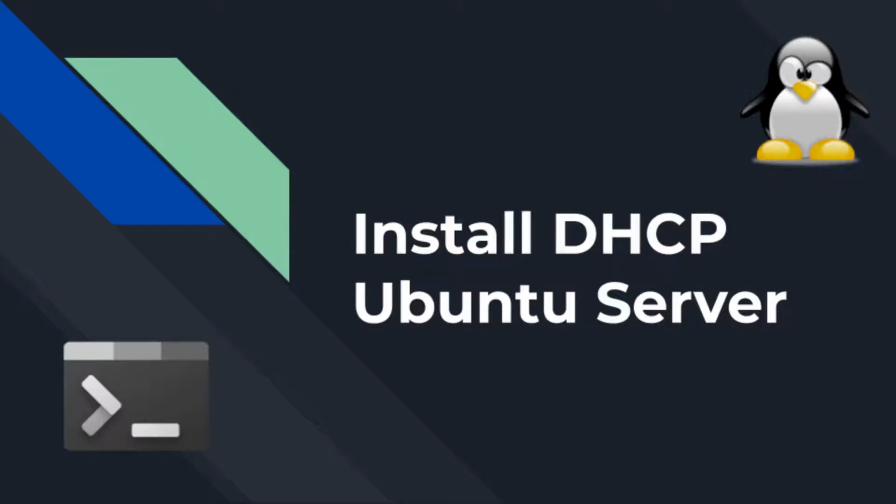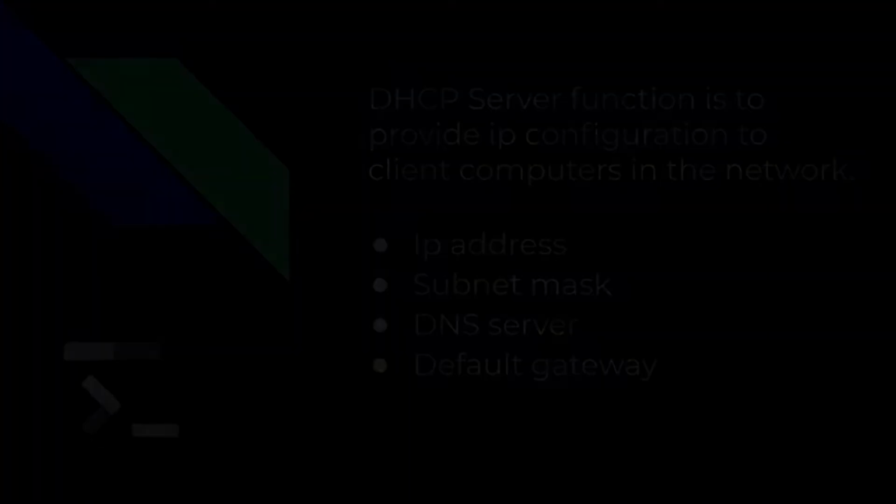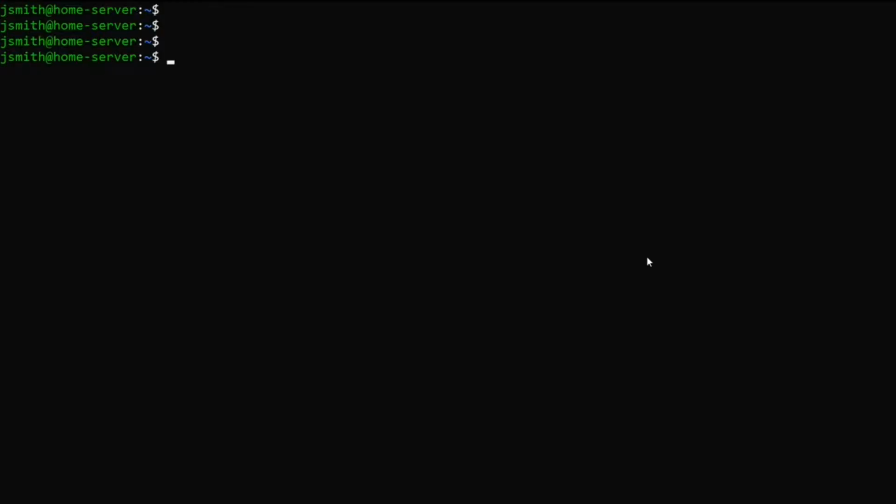In this section, we will be installing DHCP service in Ubuntu Server. A DHCP service is a service that provides IP configuration to client computers in the network. That includes IP address, subnet mask, default gateway, and DNS server. Before installing DHCP server, we need to get some IP configuration from our server.